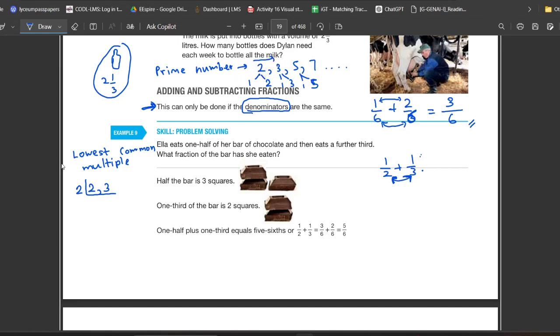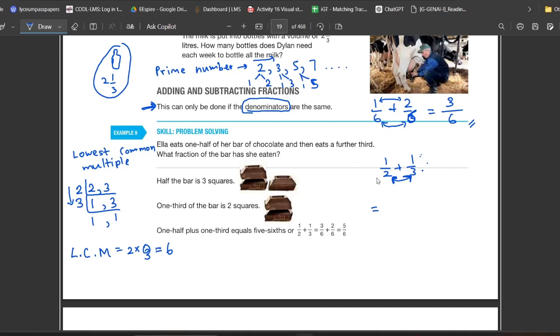So we start with the lowest prime number, 2, and divide. Then we get 1. If we can't divide 3 by 2, we just put the same number again. And then try the second prime. Now we can divide. We put 1 and 1. So by multiplying these two, we get the LCM. 2 times 3 is 6. So we have to make these two denominators into 6.